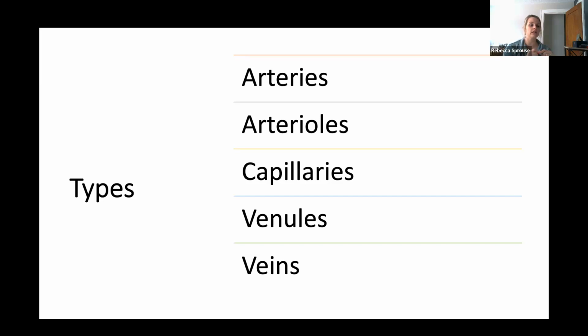So you've got arteries and arterioles. Arteries are the largest, arterioles are the smallest. Same with venules and veins. Venules are the smallest vein, and veins. There's all different kinds of veins and arteries, but we're just going to call them arteries and veins. But venules and arterioles would be the small ones on either side of that capillary bed.